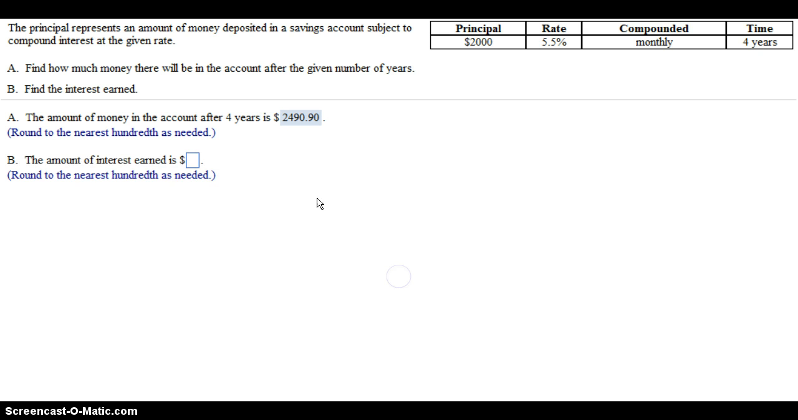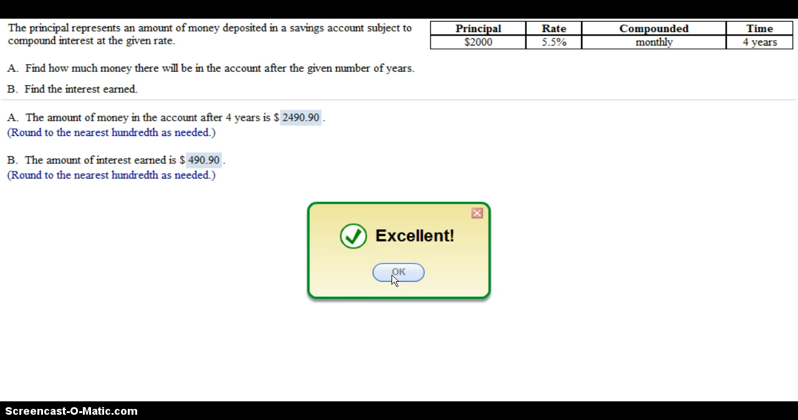That's the correct answer, and then it wants to know the amount of interest earned. So if you started off with $2,000 and you ended up with that much, it means the extra $490.90 was interest the bank paid you. And that completes the problem.